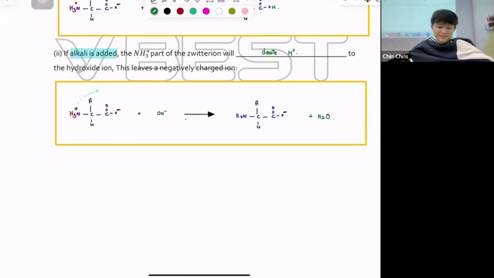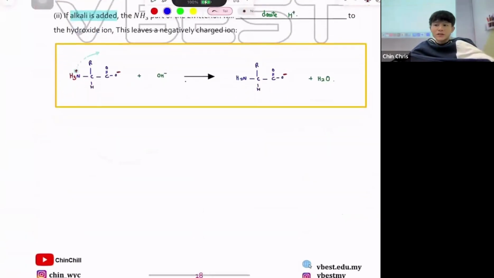Okay, peptide plus H2O. Sorry, the H plus one of the hydrogen goes to the OH. Okay. Yeah, peptide, and we're done.